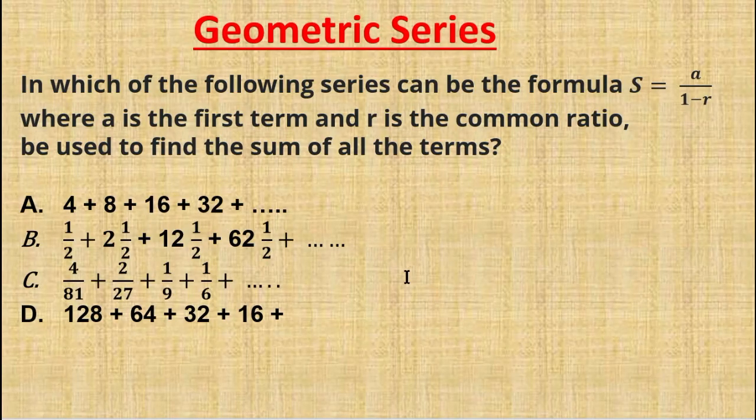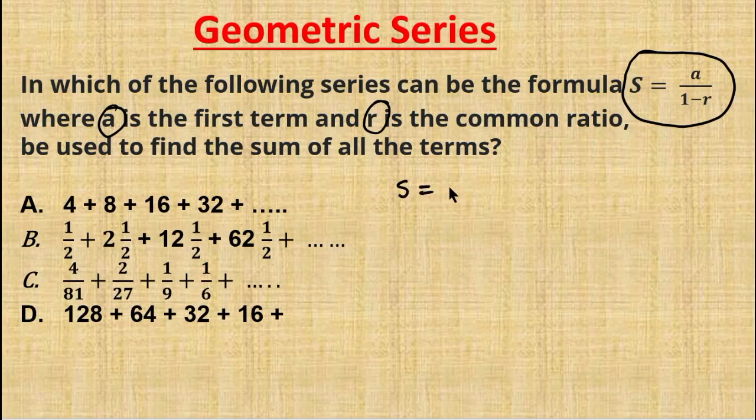We have this question on geometric series, and the question says, in which of the following series can the formula S equals A over 1 minus R, where A is the first term and R is the common ratio, be used to find the sum of all the terms? Now, the first thing I want you to know is the formula S equals A over 1 minus R is used for finding the sum of an infinite geometric series.